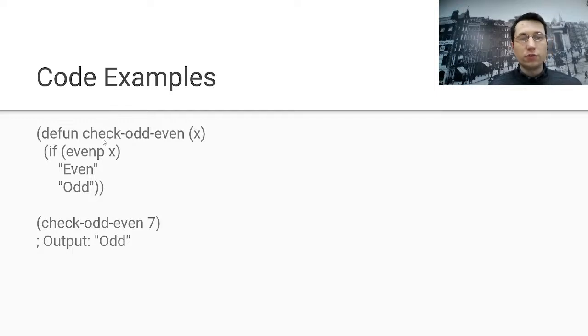In Lisp we can't define infinite sets, so we have some tricks for these things. For example, this function is checking odd or even numbers. So we have a predefined function which is evenp. If it's true, it returns even. If not, it goes to odd.